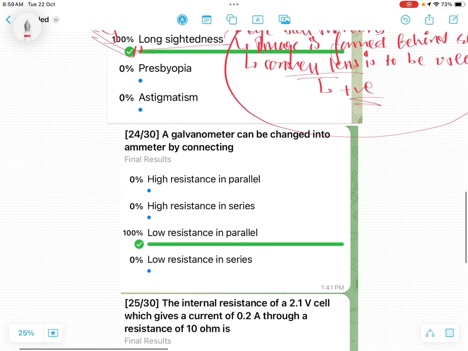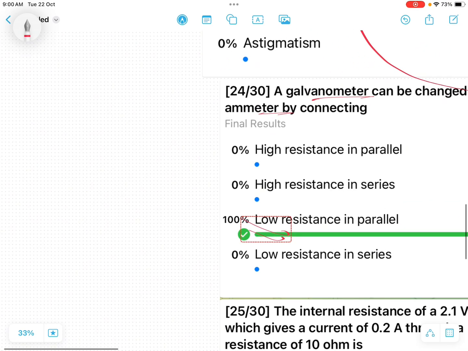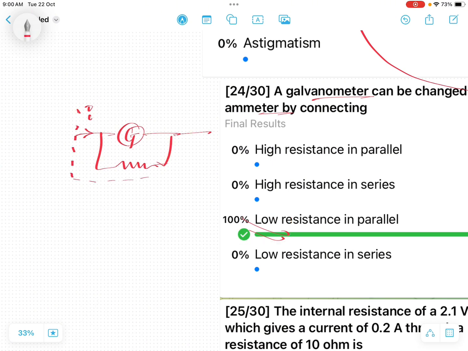A galvanometer can be changed into an ammeter by connecting a low resistance in parallel. If I denote the galvanometer as G and put a resistor in parallel to it, this whole system becomes an ammeter. But this resistance should be very low, because if it becomes high, the system doesn't act properly, since all the current flows through the lower resistance. So this must be low.